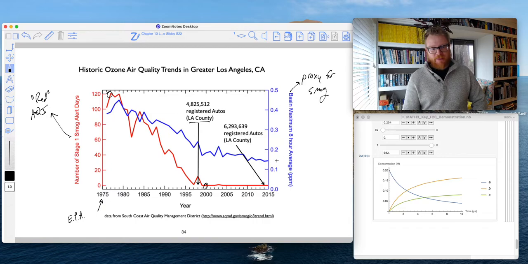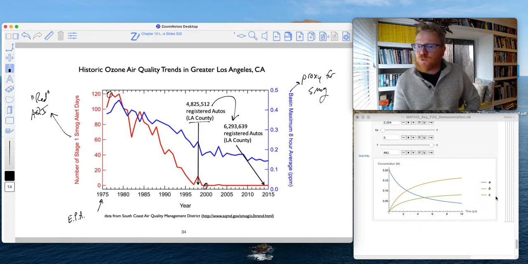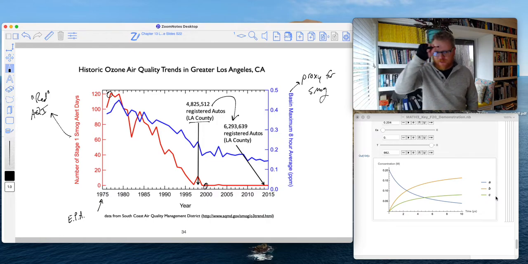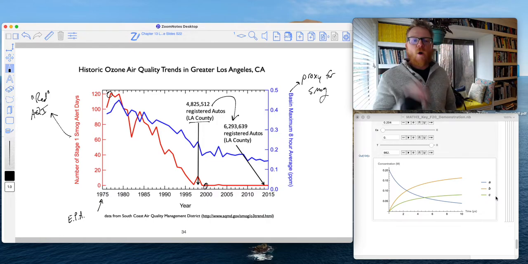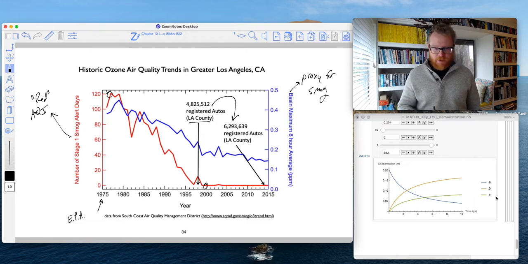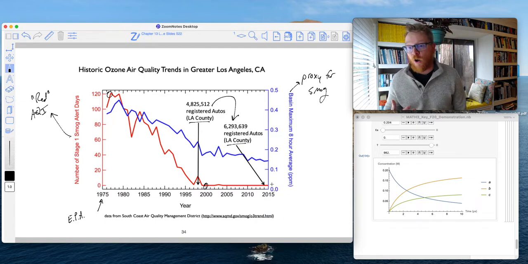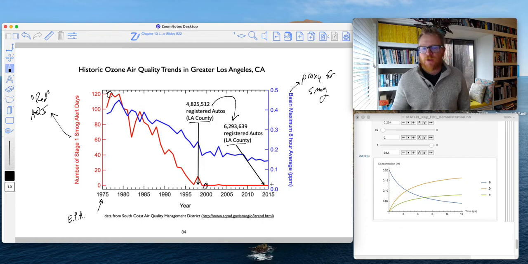Here's what's really impressive about that, though. Over the next 20 years, hardly any stage 1 smog alerts. And look, we put an extra 1.5 million cars on the road. That's really, really impressive, right? Think about that. We put another 1.5 million automobiles on the road just in LA County without affecting air pollution at all. And that is because you are required to get your car smog checked.